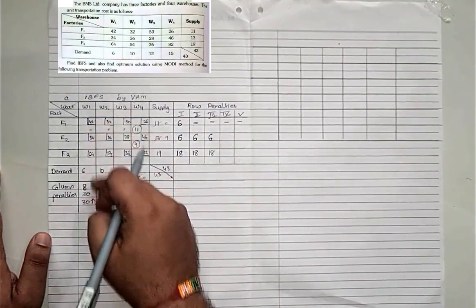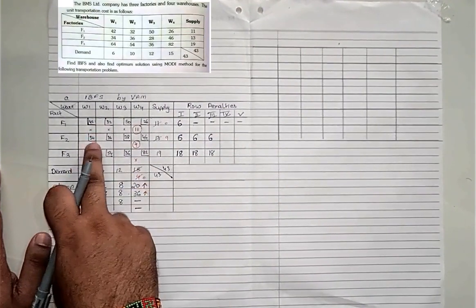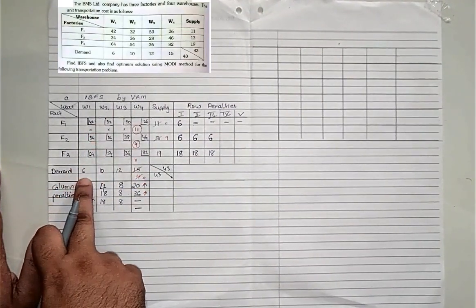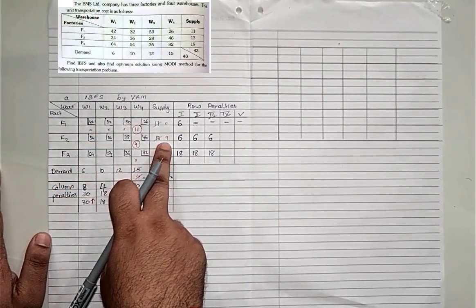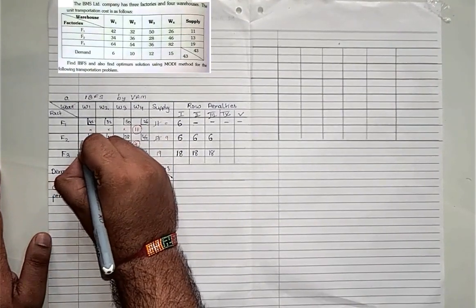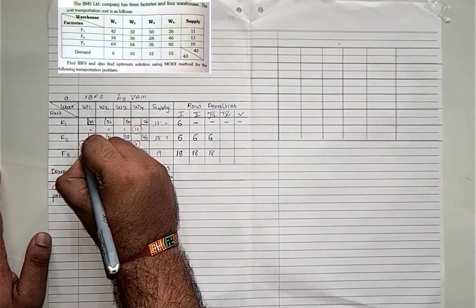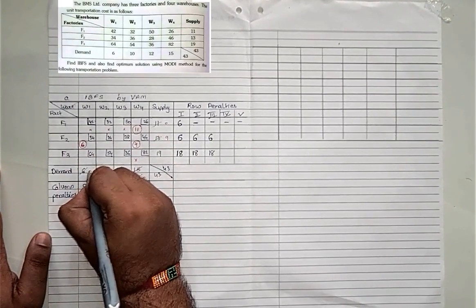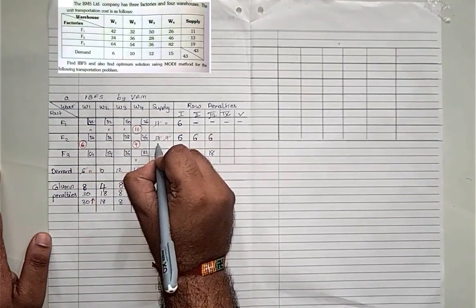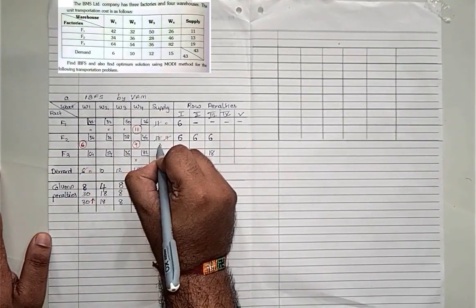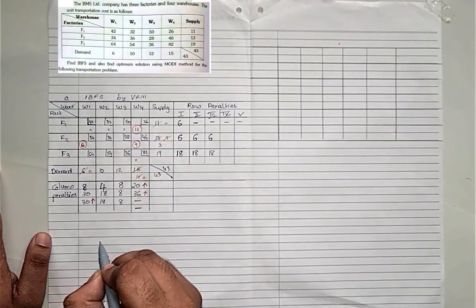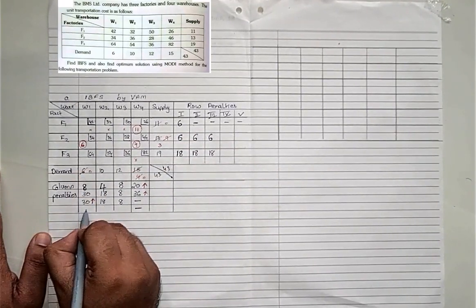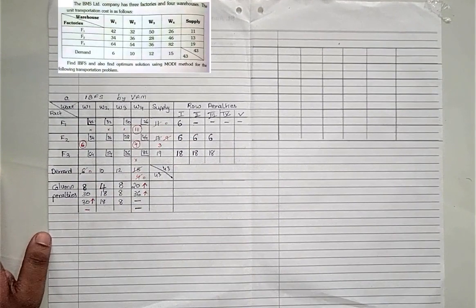So I'll go this side. Now from here, which is the lowest cost? 34 is the lowest cost. Demand is 6, supply is 9. So I can fulfill the entire demand of 6. So I wrote here 6. From 9, 6 is gone, 3 is still pending. This demand is done, so no more allocation in this also.